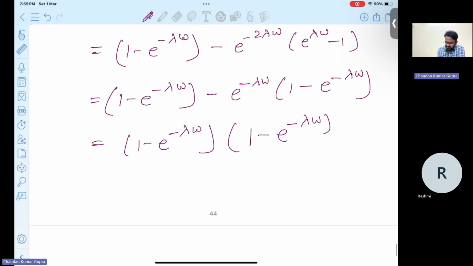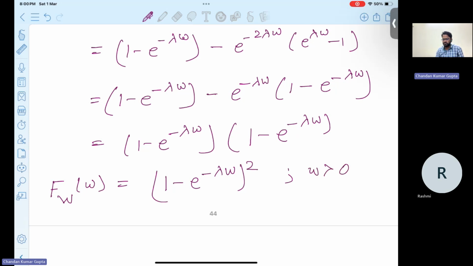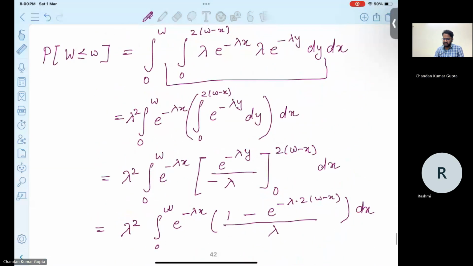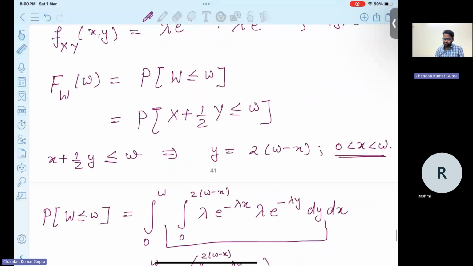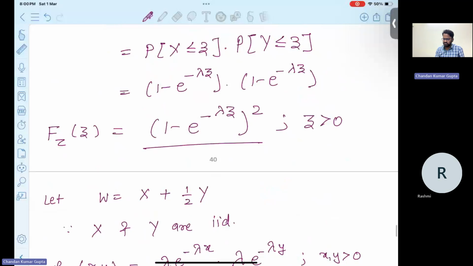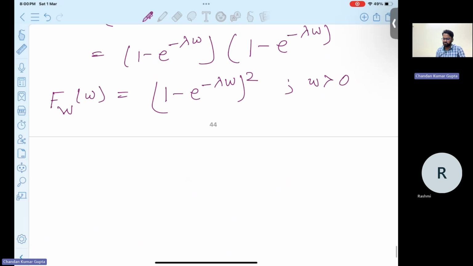Okay. And then we can find f is nothing but 1 minus e to the power minus lambda w whole square for w greater than 0. So if you see here, f of w has 1 minus e to the power minus lambda w whole square, and f of z also has 1 minus e to the power minus lambda z whole square. Both have the same distribution.